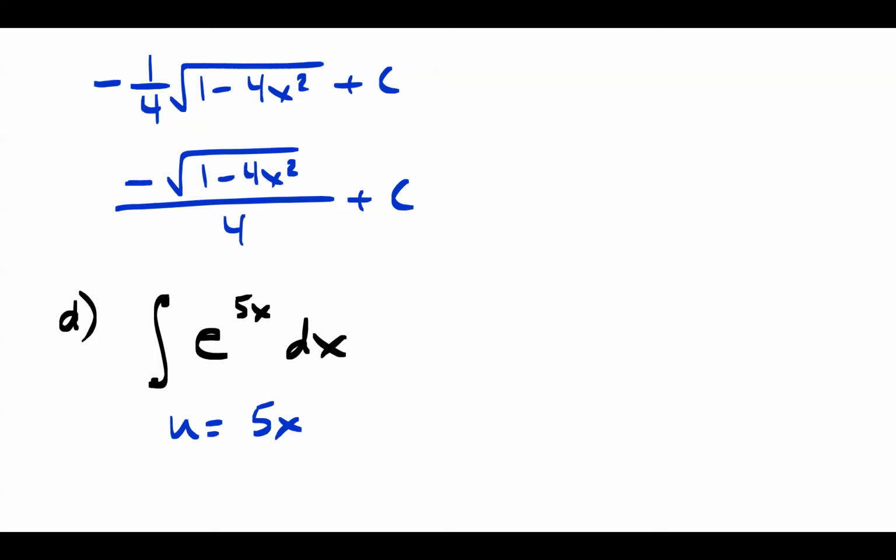5 dx. So the problem is we don't have a 5 there. We just have a dx. That's it. So we'd make a 5 over 5.